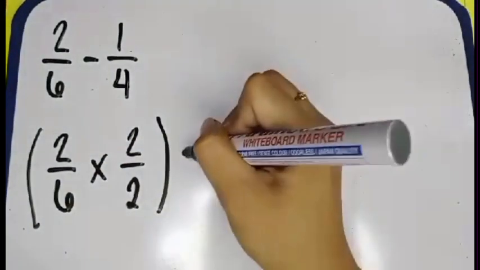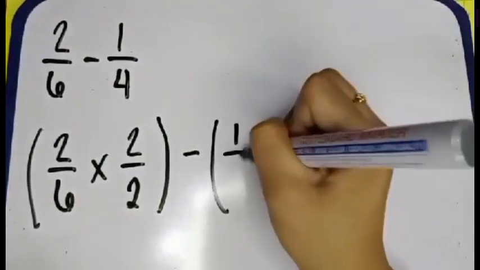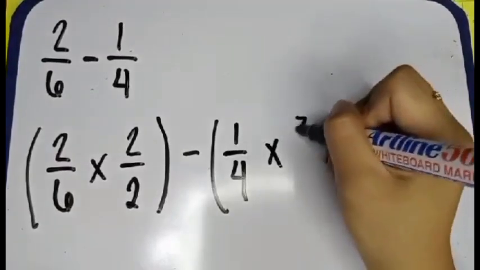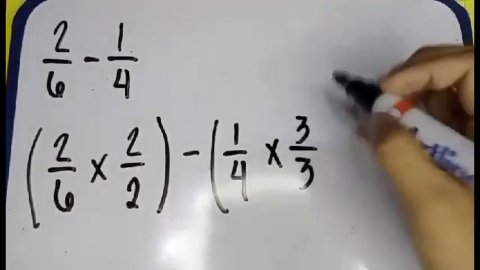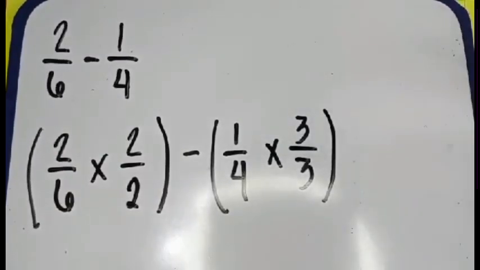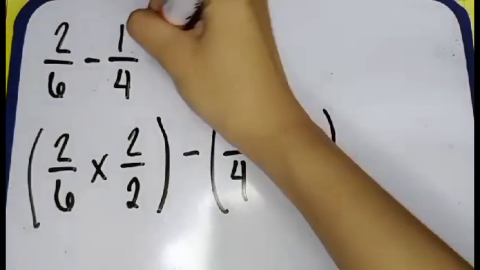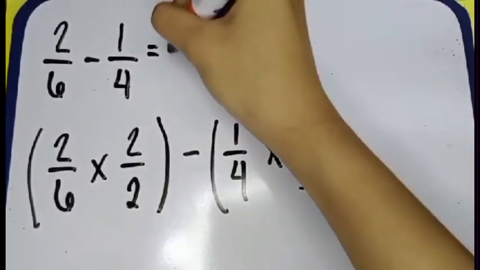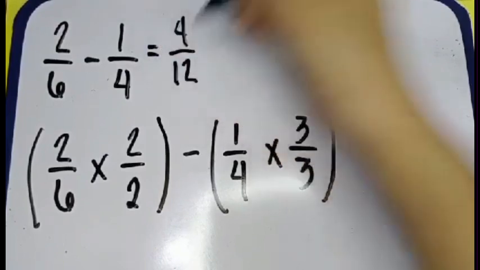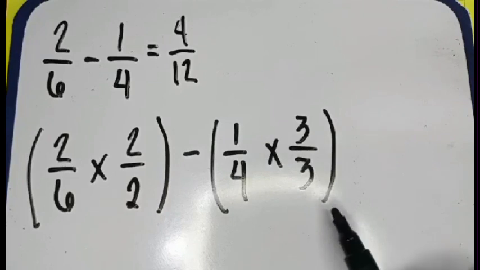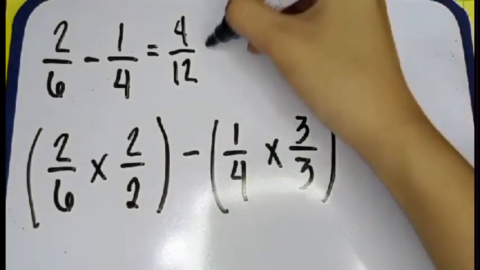And 1/4 are going to multiply by 3. So basically, 2 over 6 times 2 over 2 is equal to 4 over 12. And 1/4 times 3 over 3 is equal to 3 over 12.